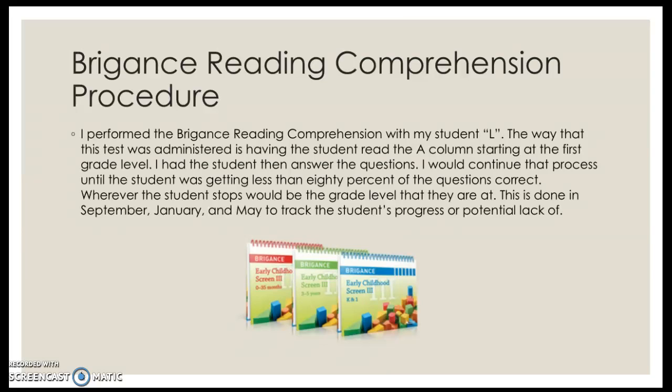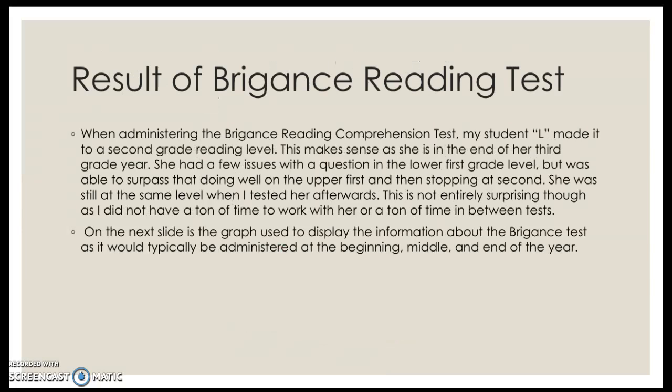This is done in September, January, and May, but I was only able to really do it in January and March. So the results of the Brigance reading comprehension test for my student: when administering the test, she made it to a 2nd grade reading level, which to me makes sense as she's at the end of her 3rd grade year. She had a few issues with a question in the lower 1st grade level, but was able to surpass that, doing well on the upper 1st and then stopping at 2nd. She was still at the same level when I tested her afterwards, which is not entirely surprising as it had only been a couple weeks.